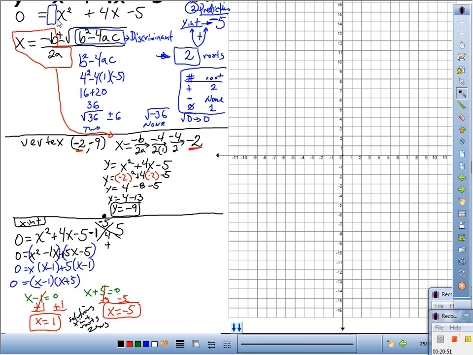Here we go. What was the first prediction that we said? The y-intercept. Let's plot that. What is our y-intercept? Negative 5. Negative 5 is down here. Plot your point, please. Focus.